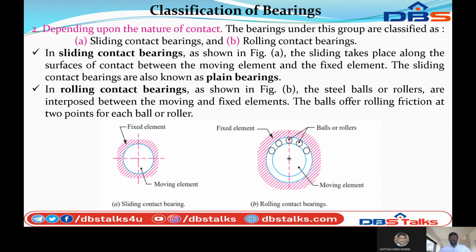As shown in the figure, steel balls or rollers are interposed between the moving and fixed elements. The balls offer rolling friction at two points for each ball or roller. So this is one fixed element and a movable element, and in between them balls or rollers are arranged. This element is called a rolling contact bearing. So this is the classification of bearings.